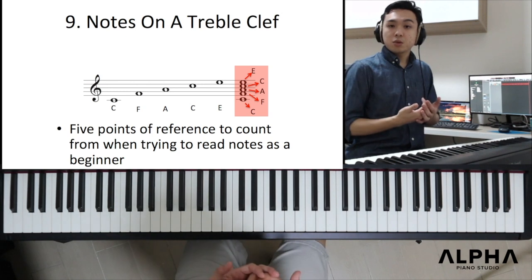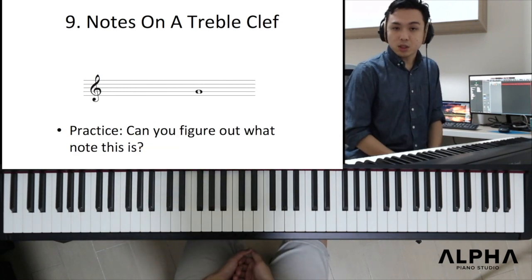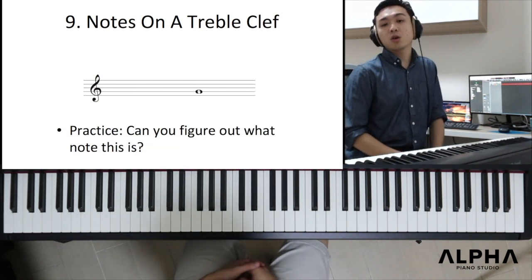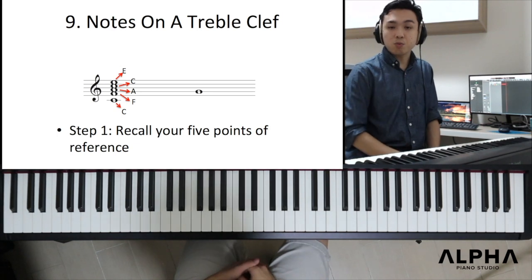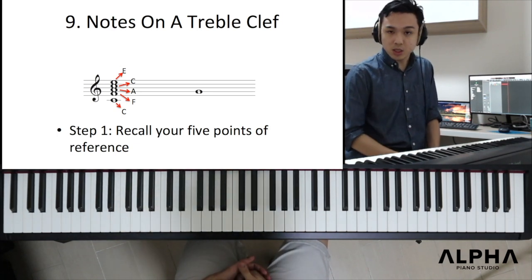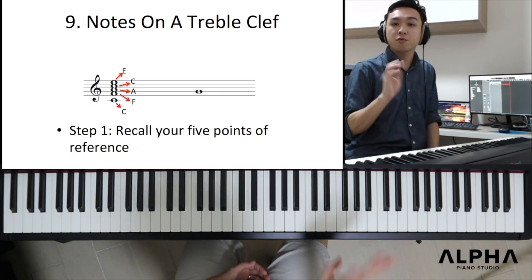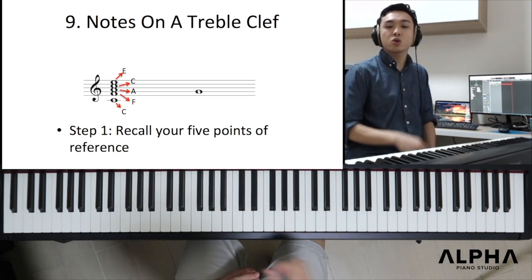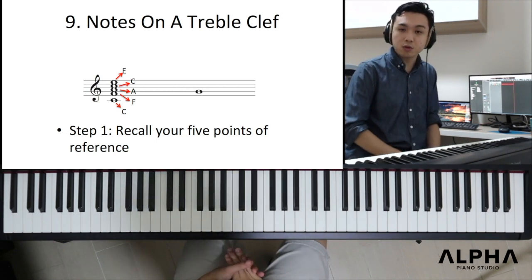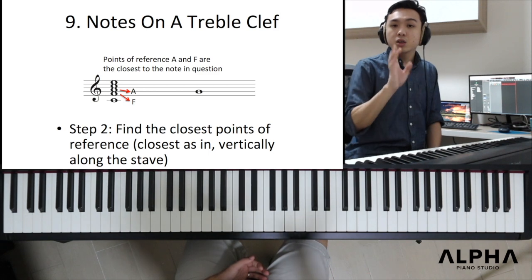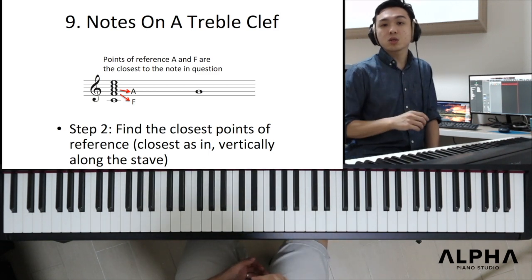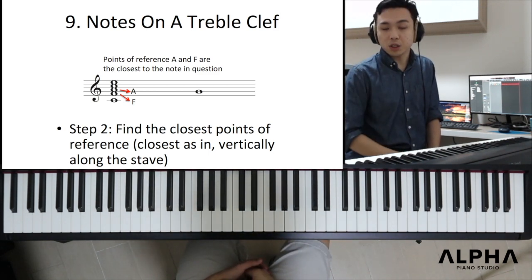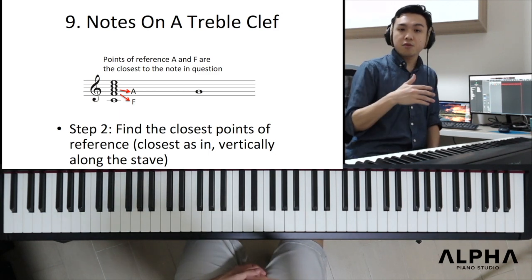If, for example, I'm trying to figure out what this note is, the first step is to recall my 5 points of reference. Previously, you had only the middle C as your point of reference. Now you have 4 more, the F, A, C, E. So I will recall my 5 points of reference. I will find the points of reference that are closest to the note that I'm trying to figure out. In this case, it's F and A.